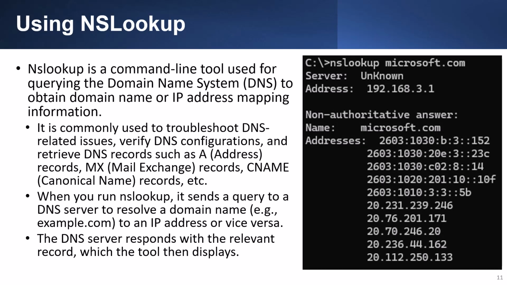nslookup is a command line tool used for querying the domain name system, or DNS, to obtain domain name or IP address mapping information. It is commonly used to troubleshoot DNS related issues, verify DNS configuration, and retrieve DNS records such as A records, MX records, CNAME records, and so forth. When you run nslookup, it sends a query to a DNS server to resolve the domain name to an IP address or vice versa. The DNS server responds with the relevant record, which the tool then displays.